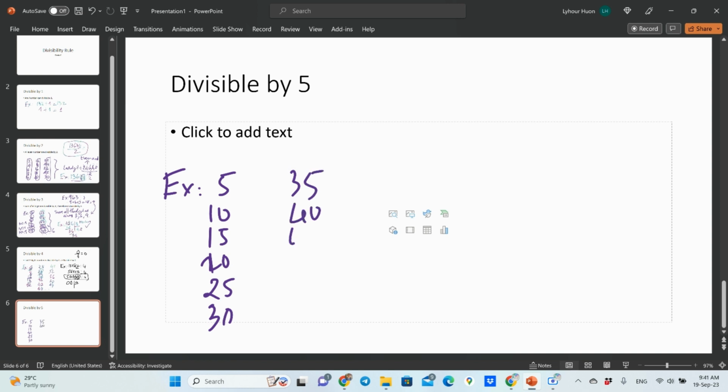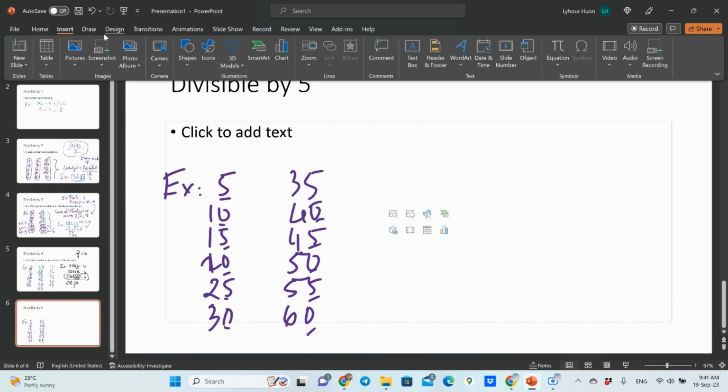45, 50, 55, 60. So do we have the pattern here? Yeah, because they either end with zero or five. So all the numbers that have the last digit 0 or 5 will be divisible by 5.